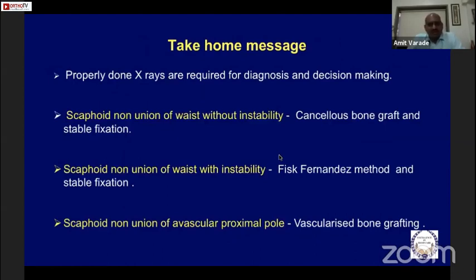So the take-home message is that properly done X-rays are required for diagnosis and decision making. In case of scaphoid waist non-union without instability, cancellous bone graft and stable fixation should be done. But whenever there is instability, we should use the Fitz-Fernandez method, where we put a wedge-shaped bone graft into the humpback deformity and correct it. But in case of avascular necrosis of the proximal pole, vascularized bone grafting should be preferred.